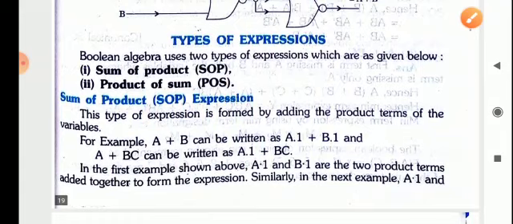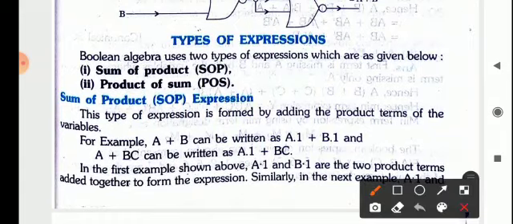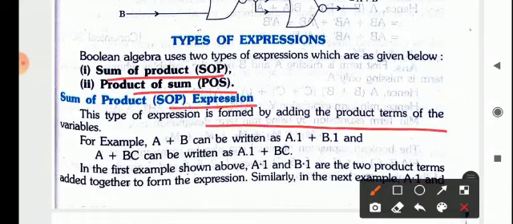Now, we come to types of expressions. What are the types of expressions? Basically, there are 2 types of expressions: sum of products, SOP, and product of sums, POS. Now, a sum of products expression is formed by adding the product terms of the variables.